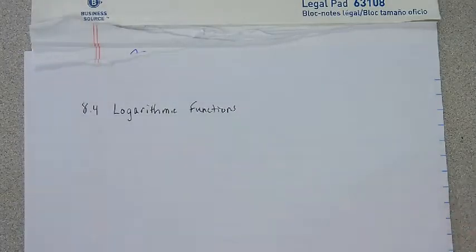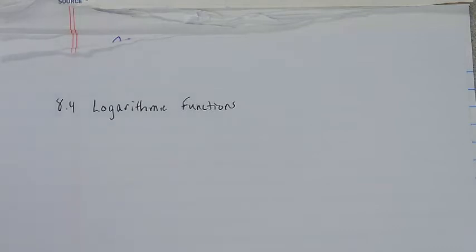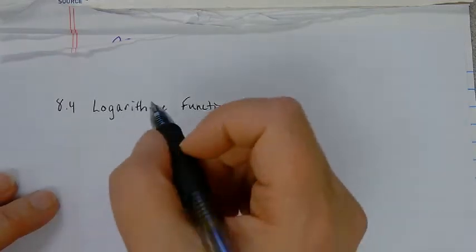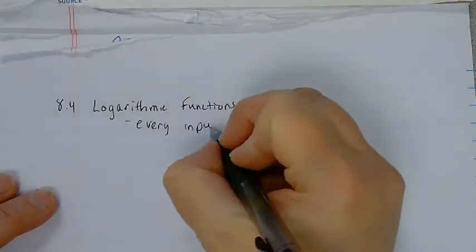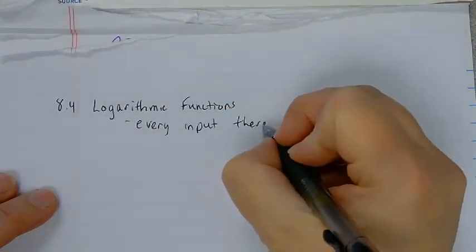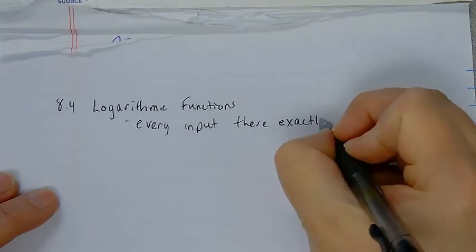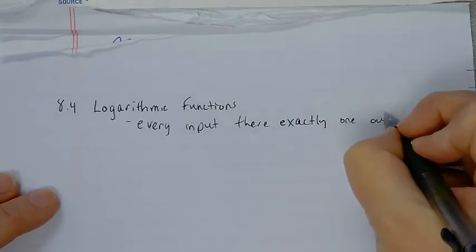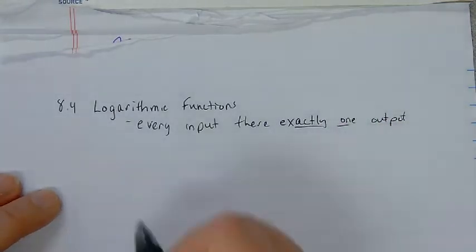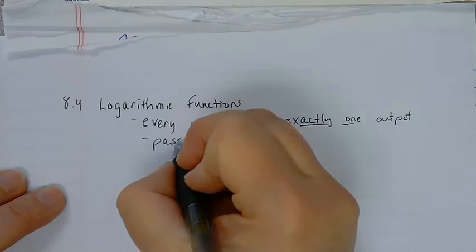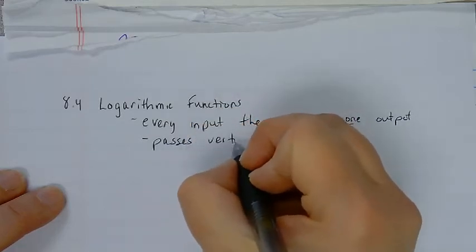Today I'd like to introduce a new function called a logarithmic function. It's a function like all the other functions we've talked about, so it has all the same properties as a function. So for every input, there is exactly one output. It also passes the vertical line test. And we'll see that on the day we get to graphing.